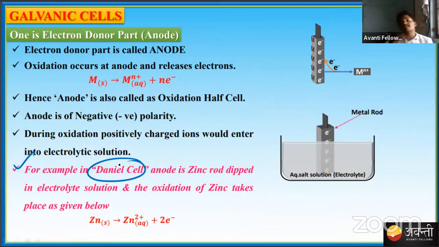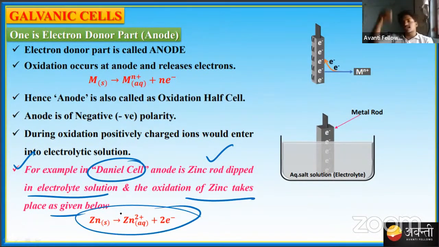And next, we can also see that from the Daniel cell. One example of a galvanic cell is the Daniel cell. In the Daniel cell, they took a zinc rod and dipped it in the electrolytic solution, so the anode is dipped in the electrolytic solution, and the oxidation at the zinc takes place. Whenever they dipped the zinc rod, they observed oxidation. That oxidation is nothing but zinc giving 2 electrons.